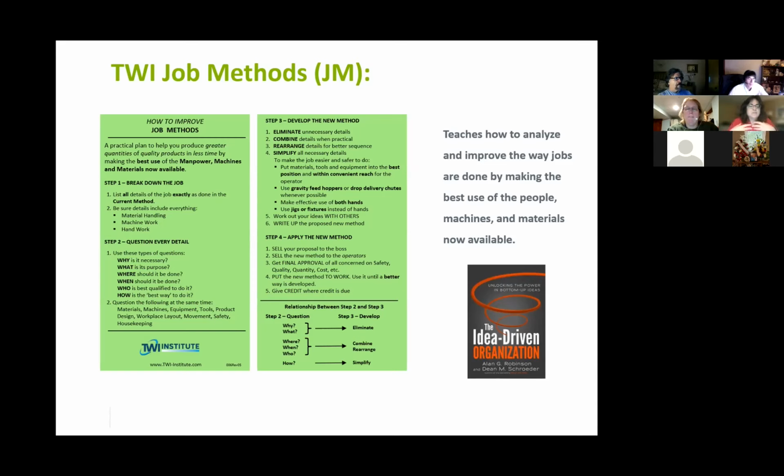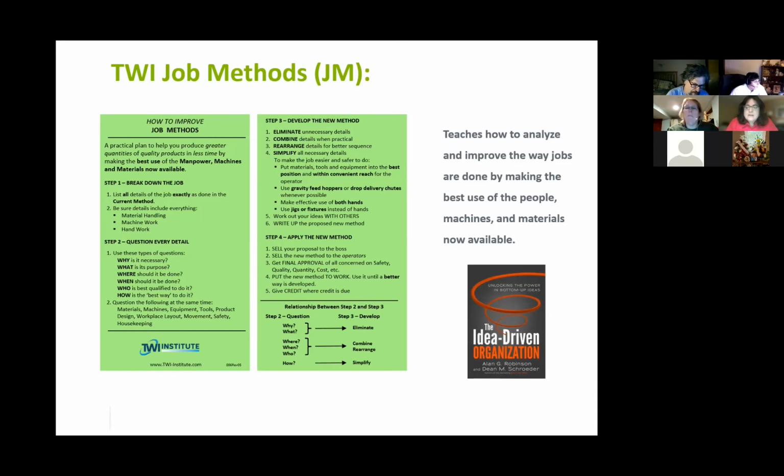And this is not something I'm just speaking to because I believe it. It's because Dr. Robinson is a world thought leader on this and has studied it and researched it globally in many organizations. So if you want to learn more about idea systems, this book I have here is wonderful. Let's talk about job methods, the green card. So you see it says a practical plan to help you.